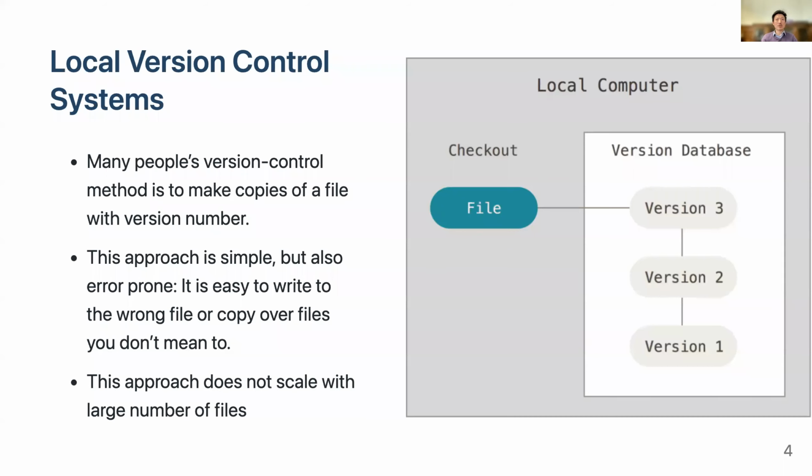Yeah, and also this approach does not scale with a large number of files. So a single Word document may be still okay, but for example, if you're writing code, even just for a simple Vue.js app, you might have, say, HTML files and CSS files, JavaScript files, maybe some image files as well. And if you want to keep track of the versioning of each of these individual files, it becomes much harder to do that manually.